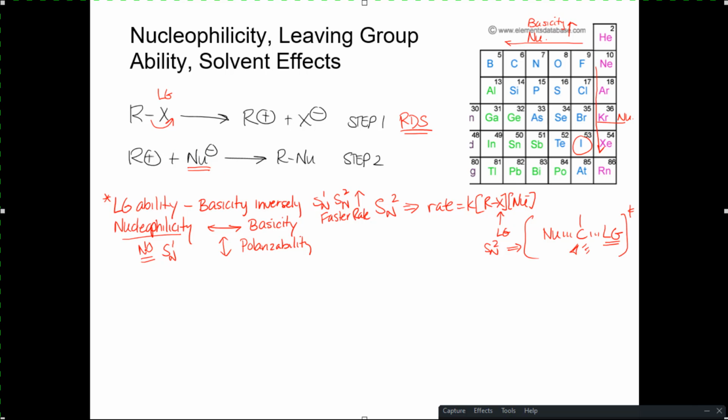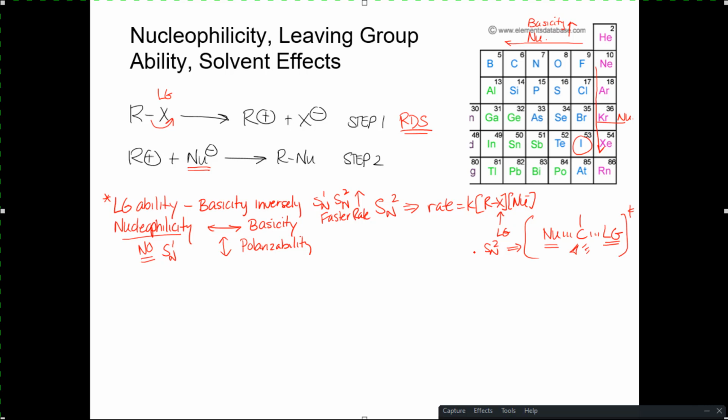So nucleophilicity does play a role in SN2. Why? Because in an SN2 reaction, it's part of the transition state. It's a concerted one-step mechanism. But for SN1, it's not part of the rate determining step, and so it doesn't matter whether it's a good or poor nucleophile, the rate's going to be the same because the nucleophile is not part of the rate determining step.